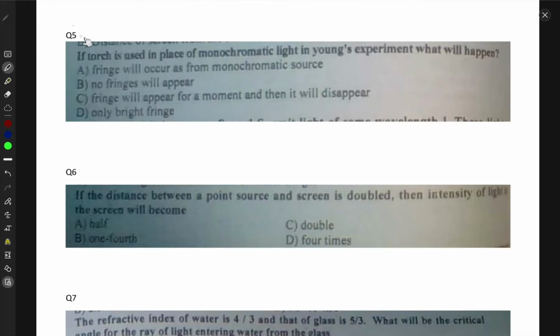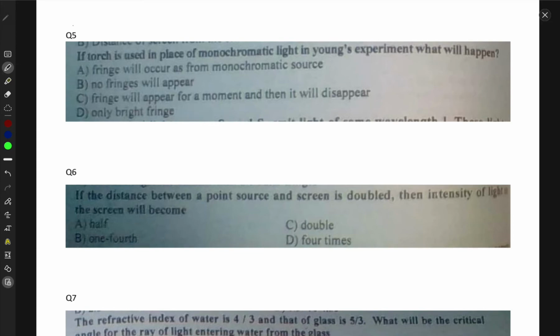Alright, so now let's move on to question number 5, which reads: if a torch is used in place of monochromatic light in Young's experiment, what will happen? Fringes will occur as from a monochromatic source, so that means no difference will happen. No fringes will appear, implying that we'll not see any fringes on the screen. Fringes will appear for a moment and then disappear, or only bright fringes will appear.